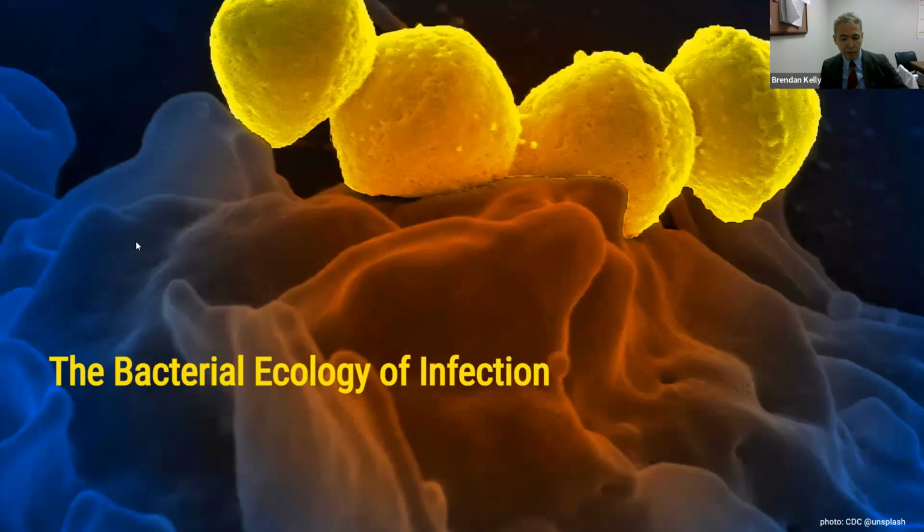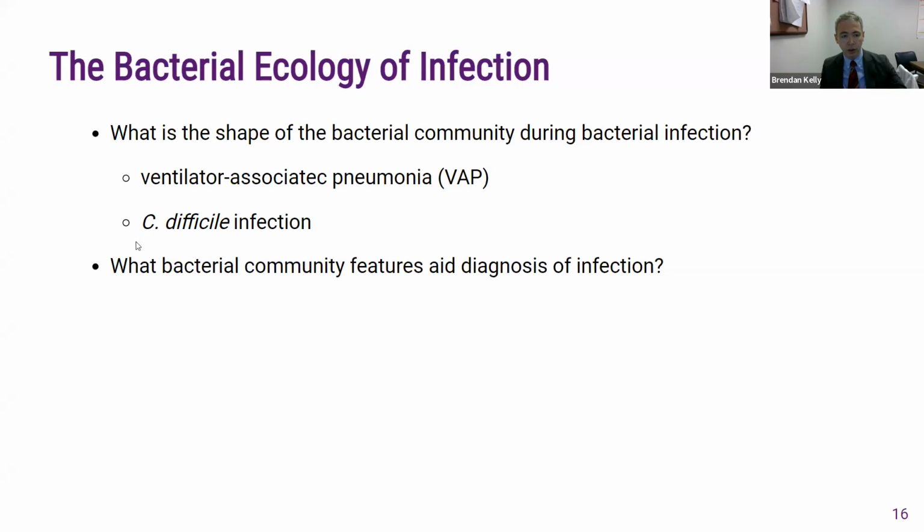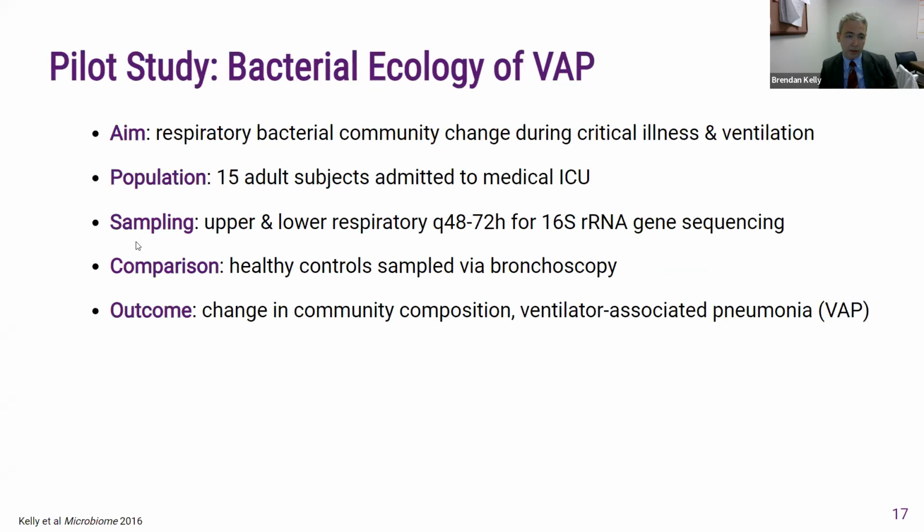So let me kick it off by talking about some of the work we've done with a focus on the bacterial ecology of infection. The key questions here are, what is the shape of the bacterial community during bacterial infection, during VAP, or during C. diff, and what bacterial community features can aid the diagnosis of those infections?